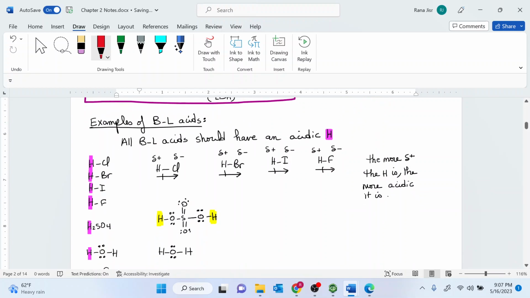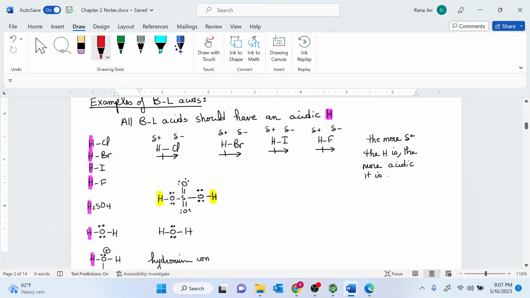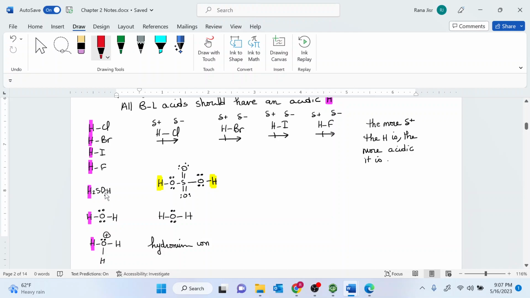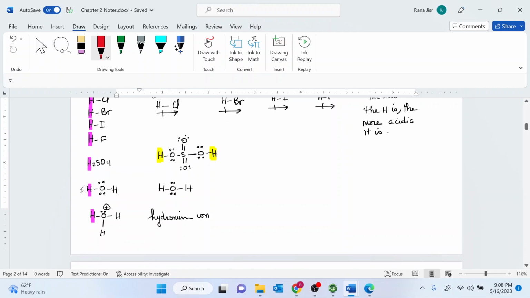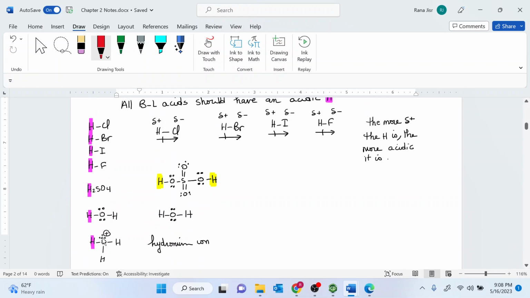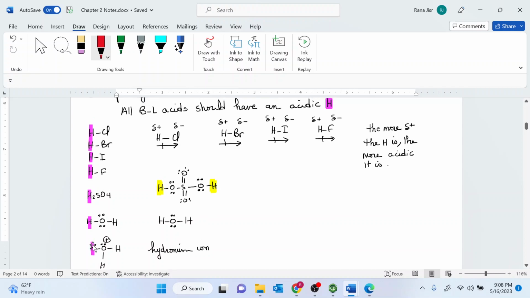Now for the Bronsted and Lowry acids. So Bronsted and Lowry acids, they should have an acidic hydrogen. So hydrogen is a must. And as you can see, these are the examples of Bronsted and Lowry acids. They start with a hydrogen. So any of the hydrogen halides, the sulfuric acid, water, hydronium ion, all of those are considered to be Bronsted and Lowry acids because they start with a hydrogen. They have to have an acidic hydrogen. Now, what is an acidic hydrogen?